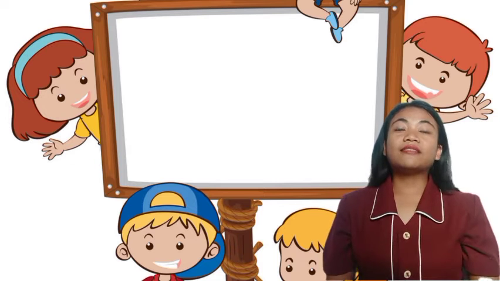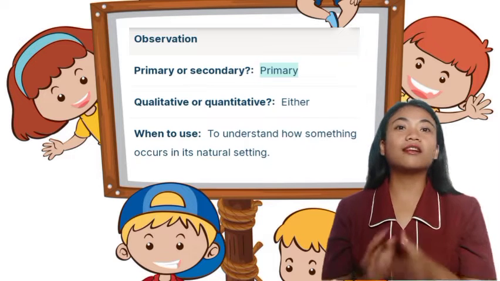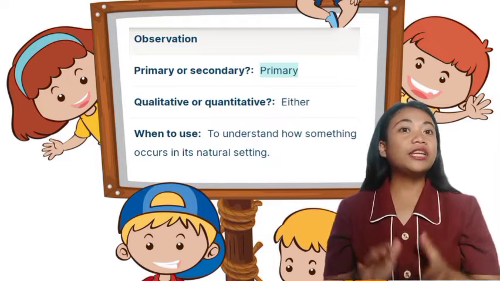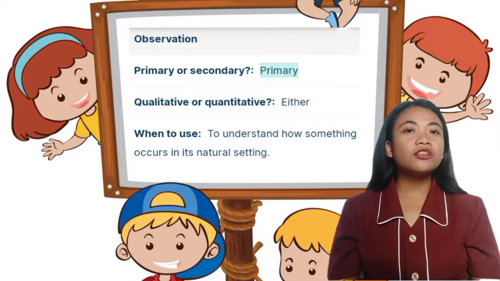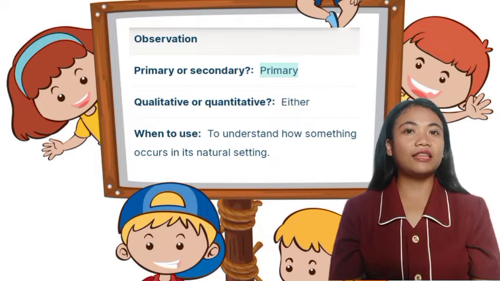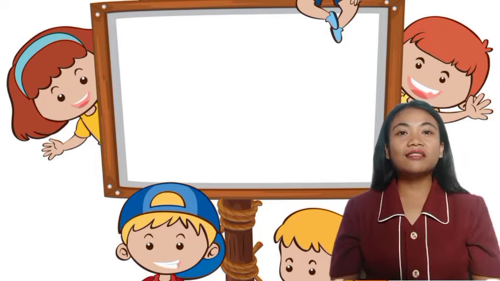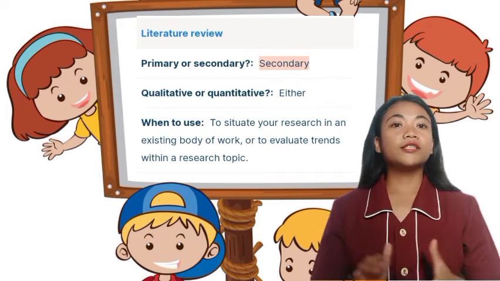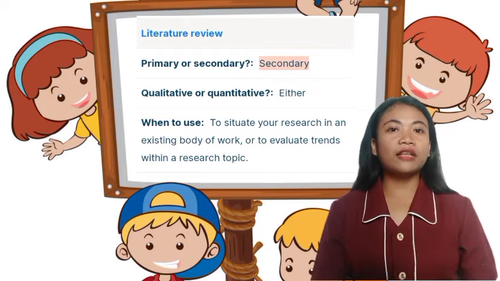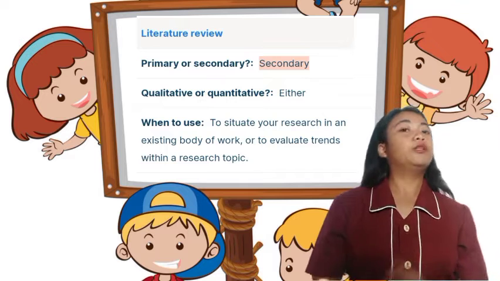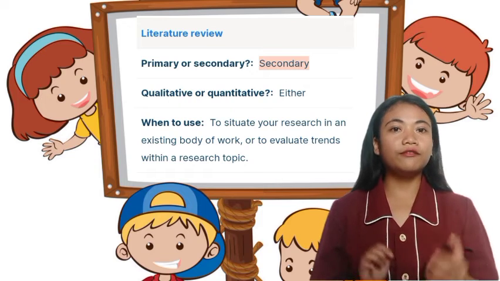When you are collecting data through observation, you need to understand how something occurs in its natural setting. You need to use primary data, and it's either qualitative or quantitative research. When you opt to collect data from a literature review, to situate your research in an existing body of work, or to evaluate trends within a research topic, you will use secondary data, and it's either qualitative or quantitative research.